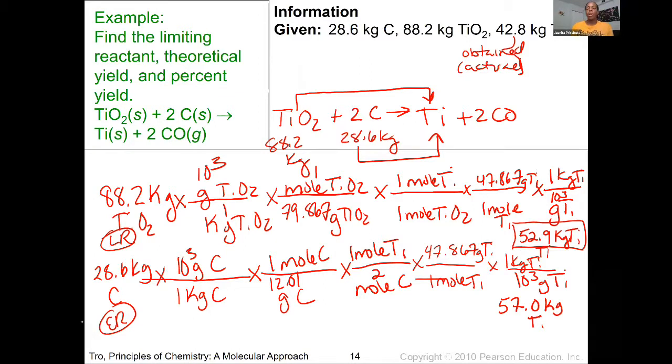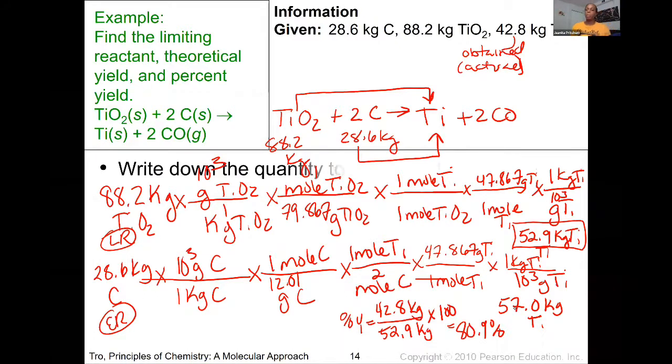If we want the percent yield, now we're going to take the actual, which was stated above. So 42.8 divided by 52.9. Again, make sure you're picking the theoretical yield. And then we're going to multiply all of that by 100. And so when we plug that in, we end up with 80.9% yield, which isn't too bad. Ideally, we want to be close to 100 when we're getting our percent yield out.